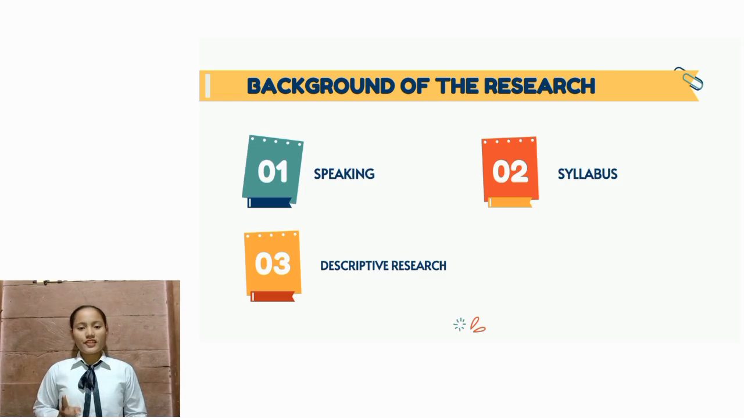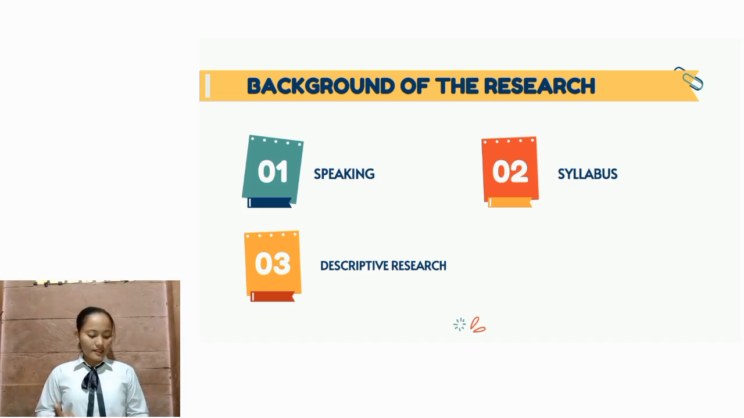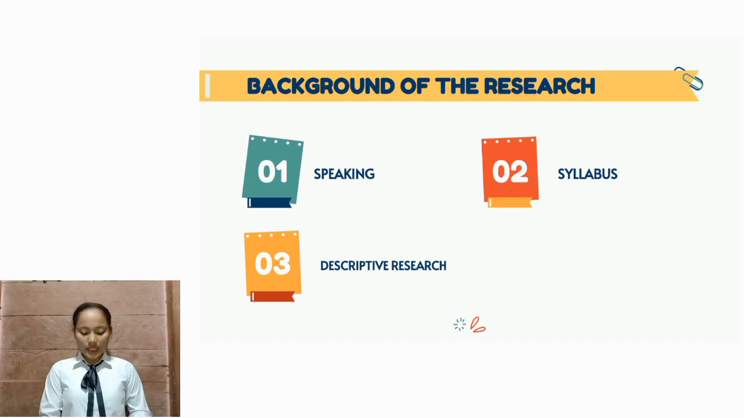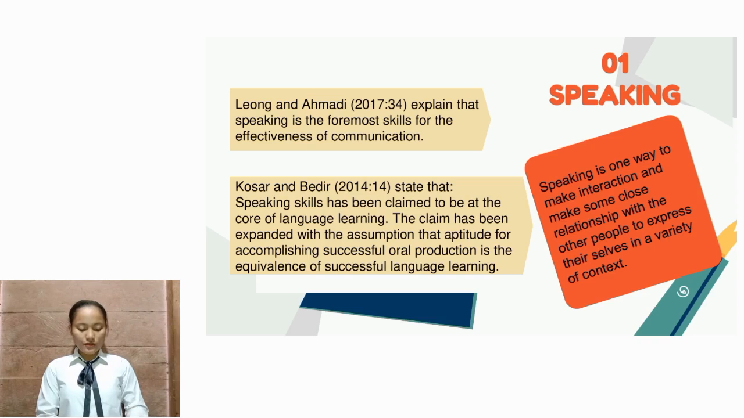The first is the background of the research. The background of my research consists of three parts. The first is speaking skills, and then the syllabus, and then the descriptive research to conduct my research. Okay, next we continue. The first is speaking.